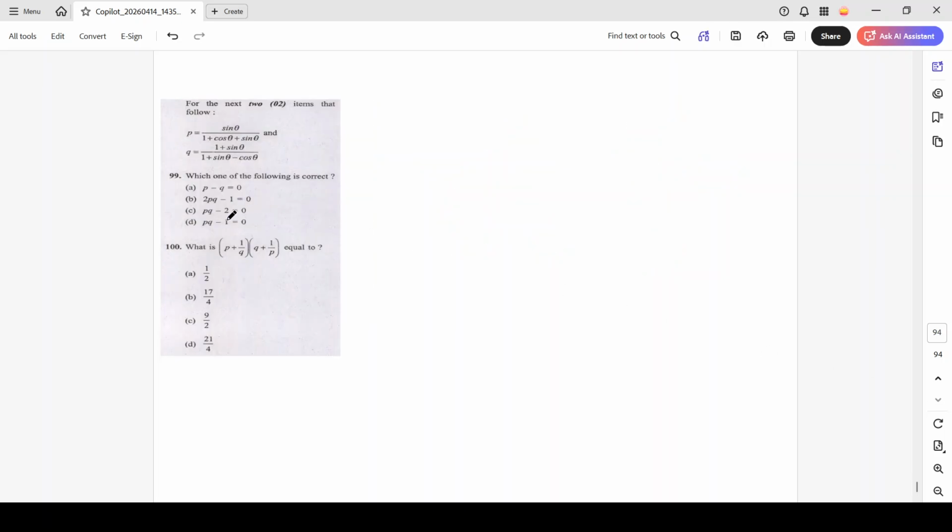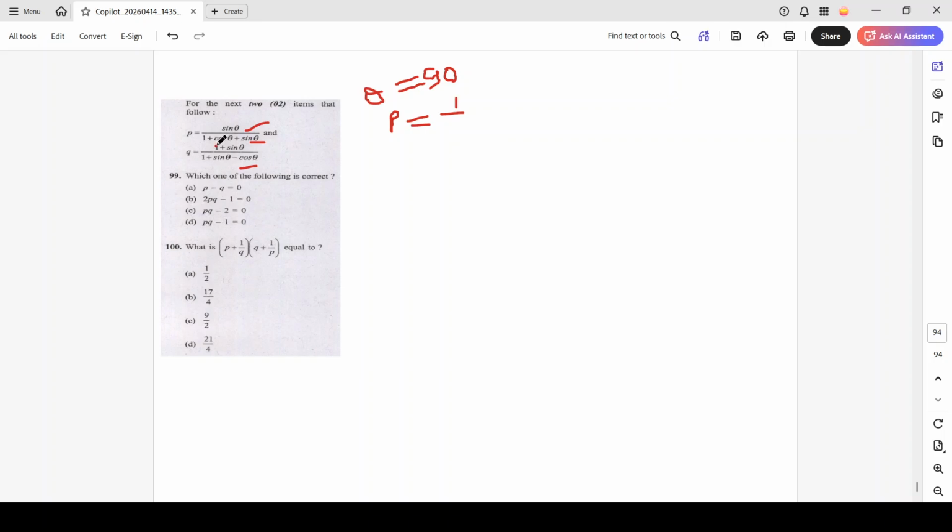Now moving on to the next question, the last two questions and the last slide of this series 1 2026. For the next two items, P is equal to sin theta by cos theta plus sin theta, and Q is equal to 1 plus sin theta upon 1 plus sin theta minus cos theta. So simply here also we will just put theta is equal to 90. Then when we put theta is equal to 90, P becomes 1.